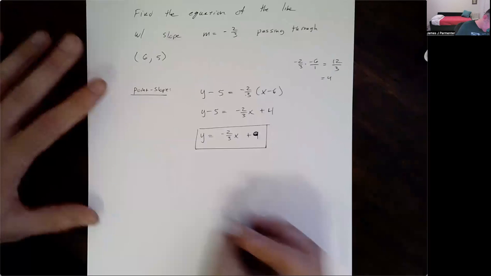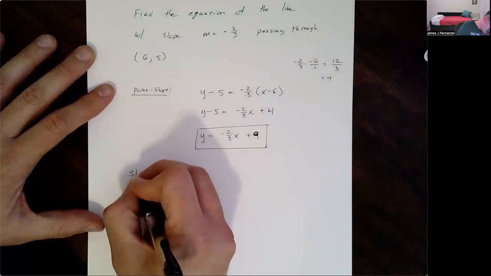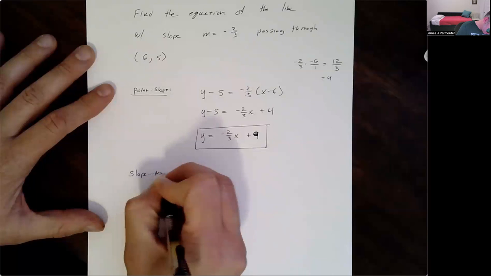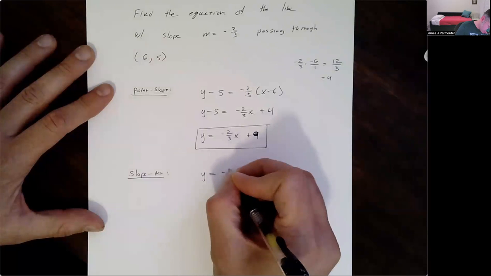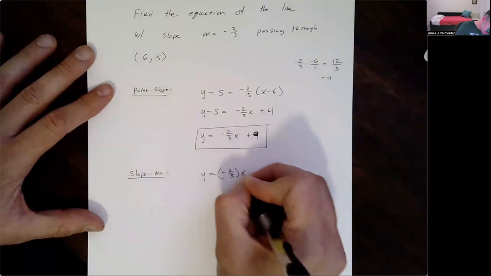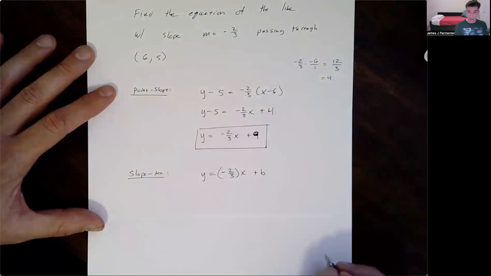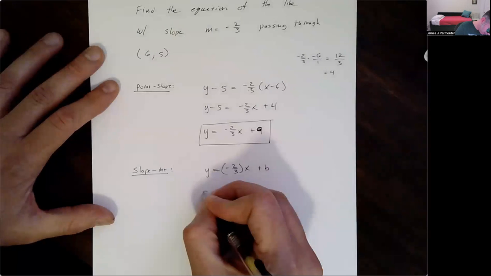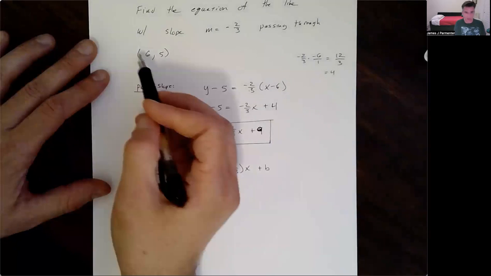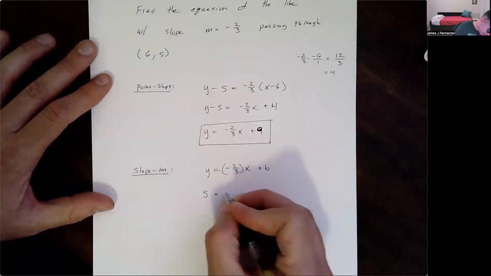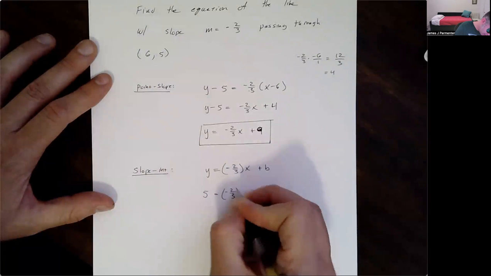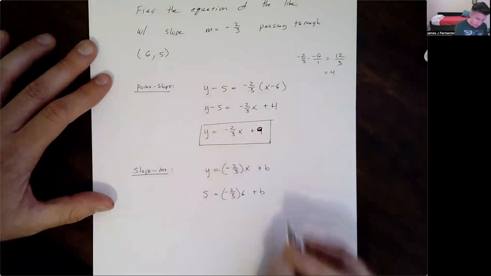Or start with slope intercept. Y equals m, which is -2/3 times x plus b. Plug in your point. Plug in y equals 5. And it's always weird, like I see the 6 first, I want to plug in the 6, but the y value is 5. So we plug in the 5 equals -2/3 times 6 plus b.